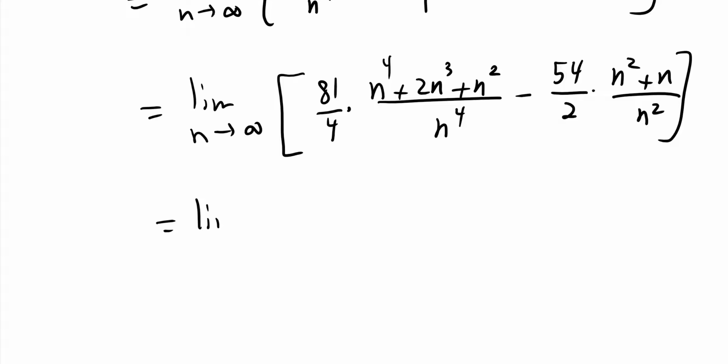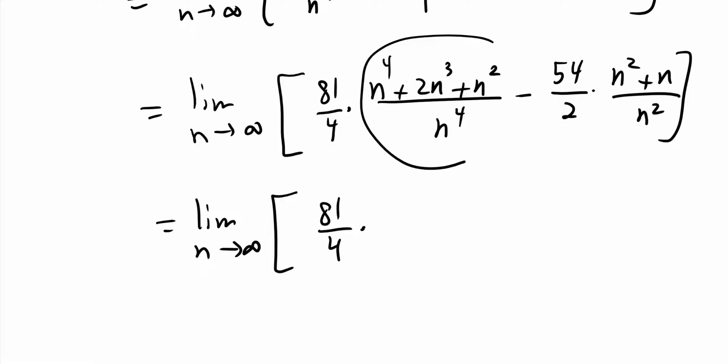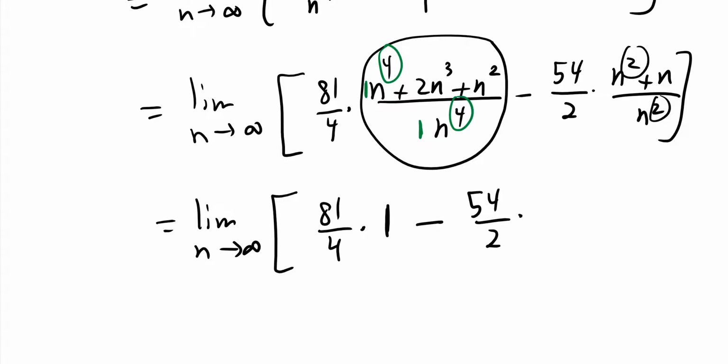So the limit as n goes to infinity, for the 81 over 4 stays the same. This one, when we evaluate the limit, you can either use L'Hopital's rule, or if you remember back from limits, this is simply 1 over 1 because they have the same exponents. So that would give us simply 1. Minus 54 over 2 times, same thing here, they have the same exponents, so the limit would be 1 over 1, which is also 1.